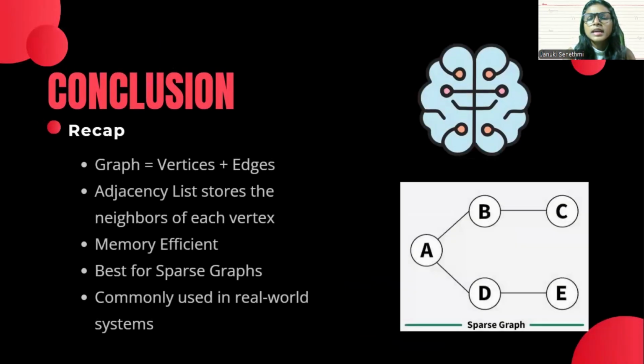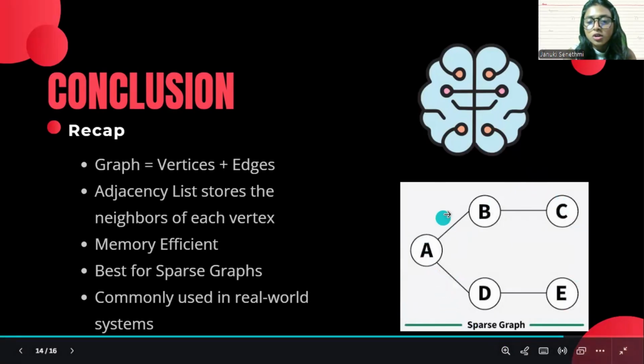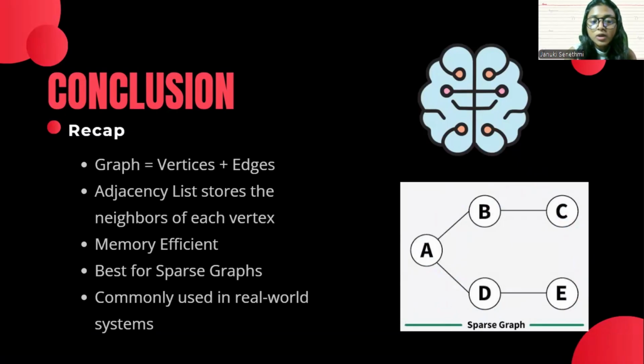Let's quickly recap what we've learned today. A graph consists of vertices and edges. An adjacency list stores the neighbors of each vertex. It requires O of V plus E memory. It is highly efficient for sparse graphs. This is a small example of a sparse graph, and it is widely used in many real-world systems. Understanding adjacency lists is an important foundation for learning graph algorithms such as BFS, DFS, shortest path algorithms, and many others.